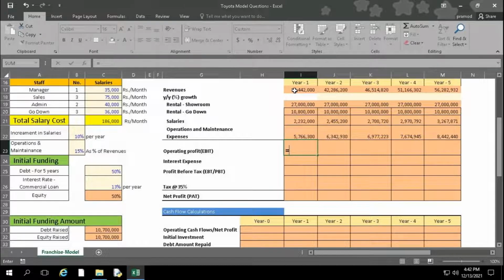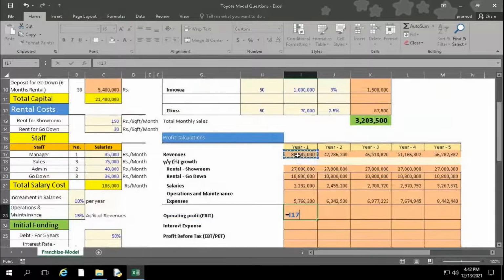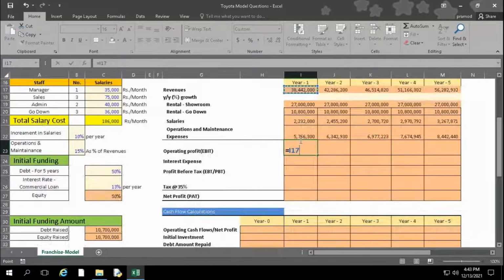This is PAT, net profit. Revenue minus your COGS is your gross profit. Yes, sir, the total sales of the commission itself, the revenue we took here. So what you need to do is minus the sum of all these expenses, minus the sum of all these expenses.